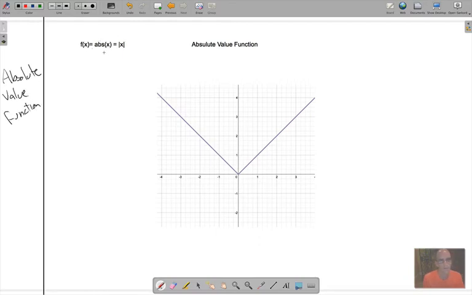Writing that two different ways: the proper way to write it, and the way computers understand absolute value.